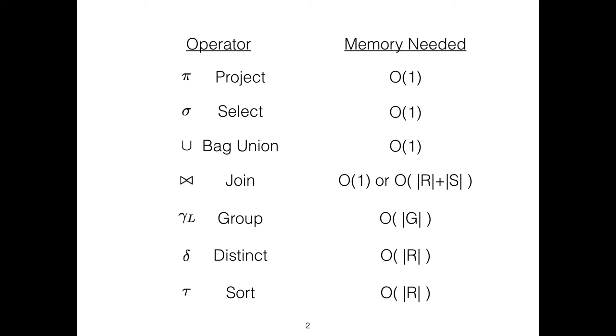Some of these algorithms are very nice. Project, select, bag, union, those I don't really need to worry about. Join, maybe I don't necessarily need to worry about it too much. Group, distinct, at least based on what we've discussed so far, there we might have a little bit of a problem. And sort, well, sort we certainly have a bit of a problem.